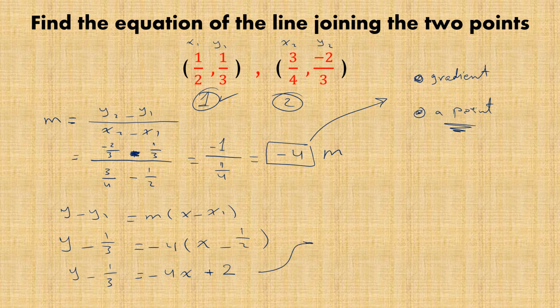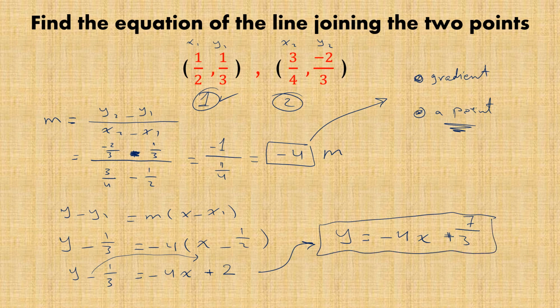And I will write it in the first form, which is y equals mx plus c, by moving this part to the other side, which is y equals negative 4x plus 2 plus 1 over 3, which will be positive 7 over 3. And this is the final answer. If you want to write it in the other form, which is ax plus by plus c equals 0, it's okay. But we can leave it like this.